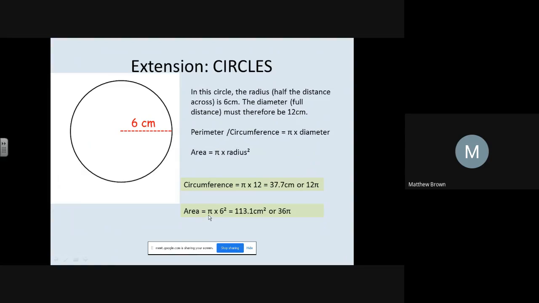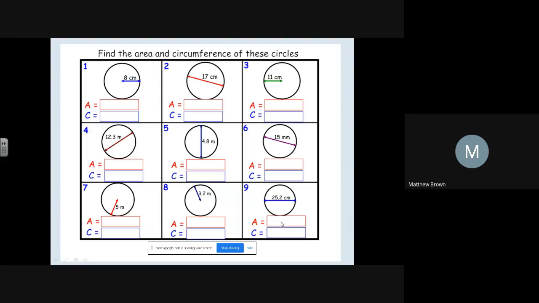The area is pi times the radius squared, so pi times 6 squared, which is 113.1 centimeters squared, or you could write it as 36 pi, because 6 squared is 36. If the question said write it in terms of pi, it would want to see 12 pi or 36 pi. So have a go at finding areas and circumferences of these circles. If you can do them to one decimal place, make sure you've got a unit. Remember, for area, units are centimeters squared or meters squared. Circumferences are centimeters or meters. Okay, and come back and check your answers in a minute.